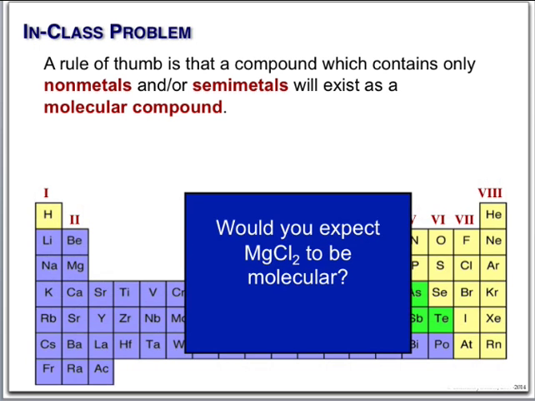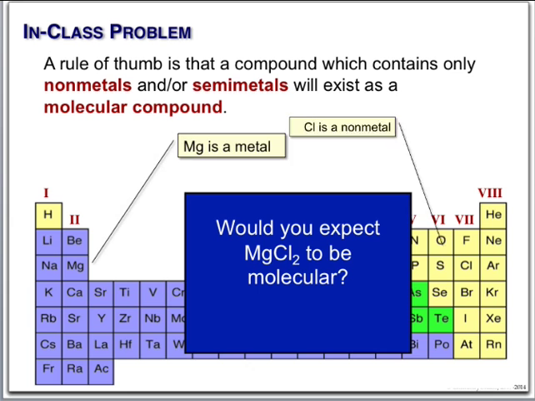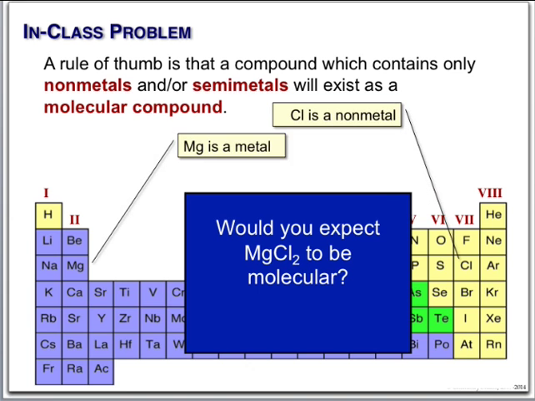Magnesium chloride. Is this going to be molecular or ionic? Ionic. That's right. What you do is find them. Magnesium is here. It's a metal. Chlorine's a nonmetal. But if you have a metal in your compound, it is not molecular. It will be ionic.